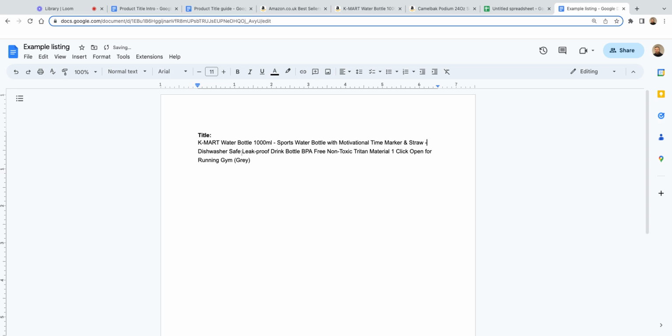Dishwasher safe, leak proof, these are all things that people are going to be searching for, and this is the sort of information they want to know. So not only are they going to be high volume search terms, they're also key pieces of information that a customer wants to have addressed before they buy the product. They want to know, is it dishwasher safe? You already know that from reading the title.